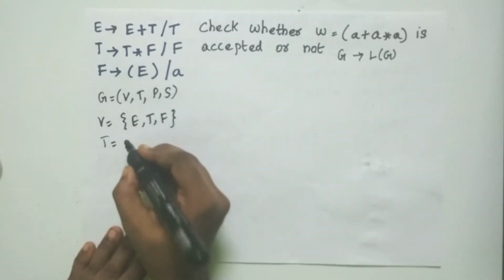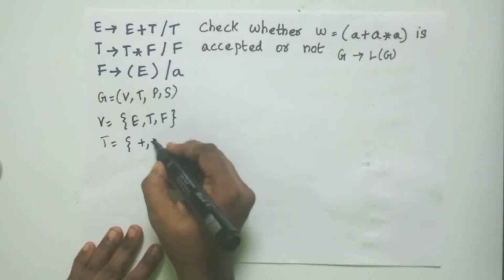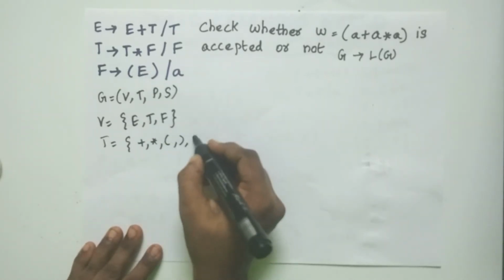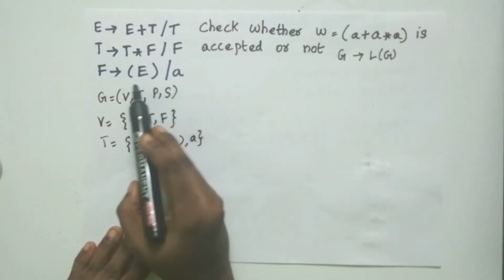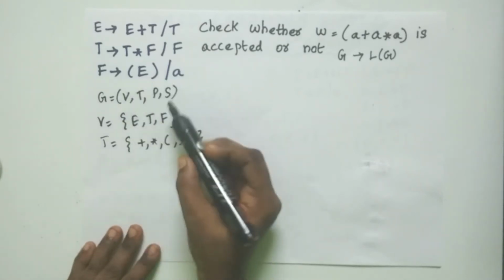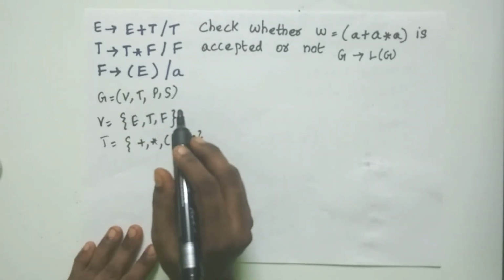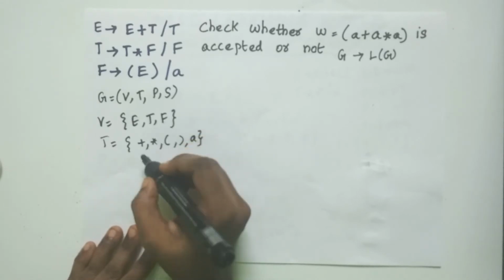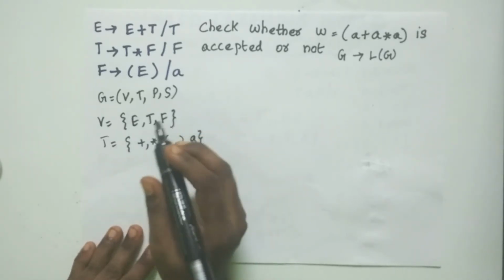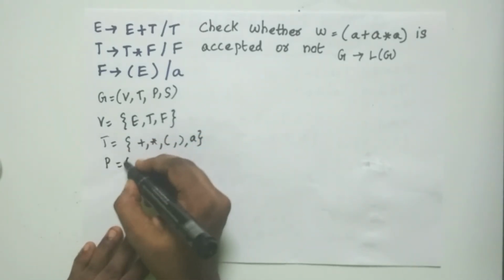The terminals are plus, star, open, close and A. Sometimes we miss including these punctuations in the terminals. We have to be very clear when determining your terminals. And the productions are, you have 6 productions.